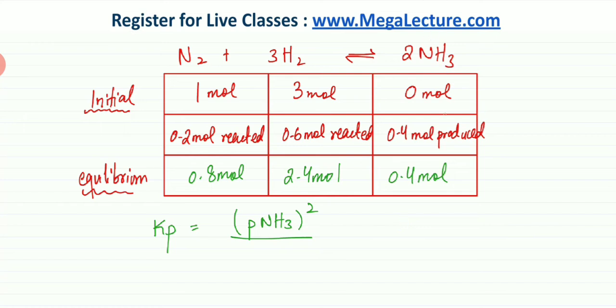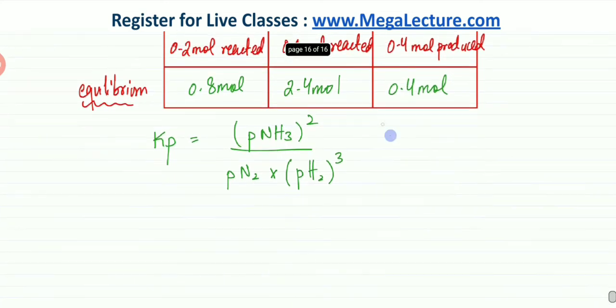The reason it's going to be squared is because there are 2 molecules of NH3, divided by the reactants: the partial pressure of N2 multiplied by the partial pressure of H2, and this one over here is going to be cubed. So we now need to find the partial pressures.